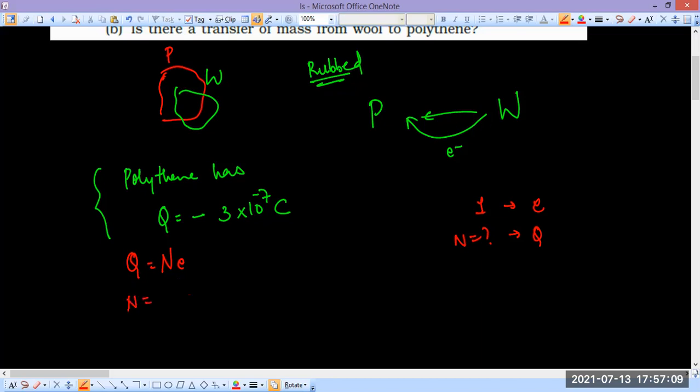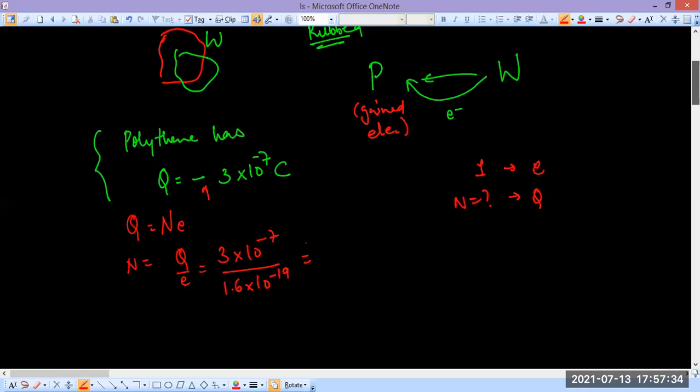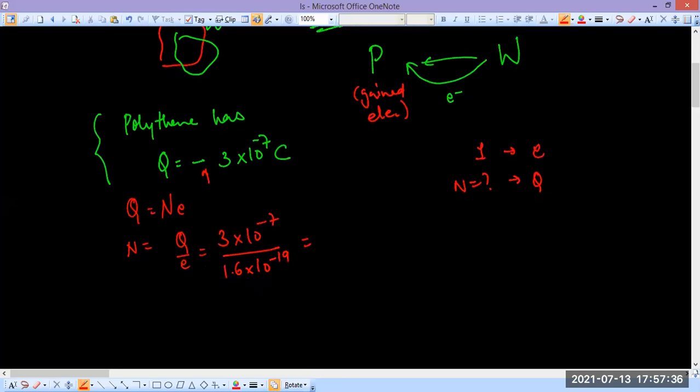So N is equal to Q upon e. See here, the number of electrons can never be negative or positive, so don't worry about the sign. Why is this negative? Because it gained electrons. So don't worry about the polarity, just put the value. This is going to give you 3 upon 1.6. How much is that, everyone?